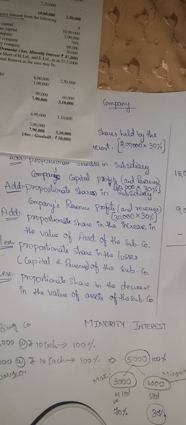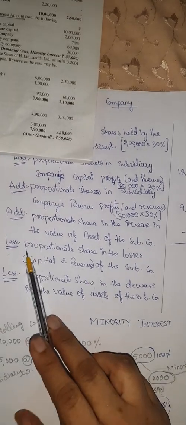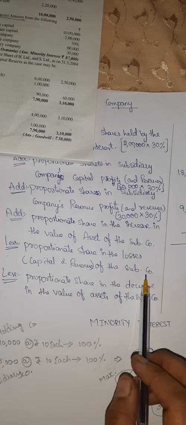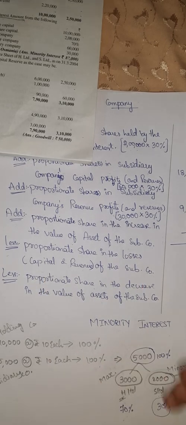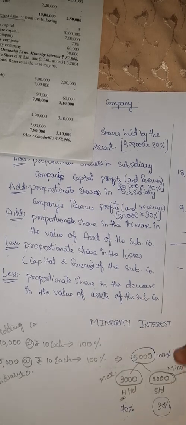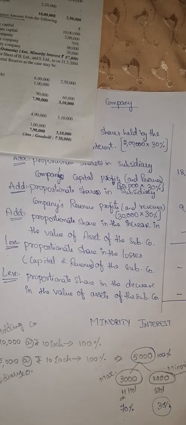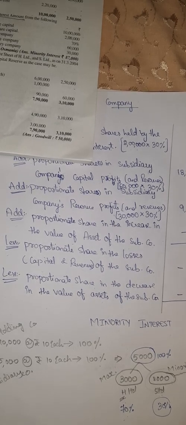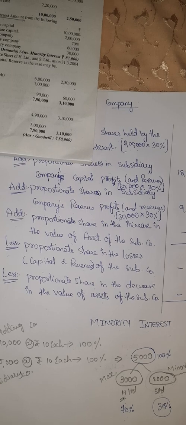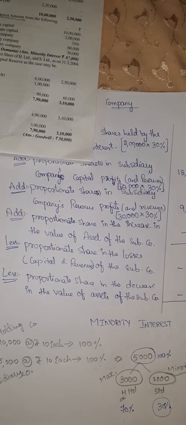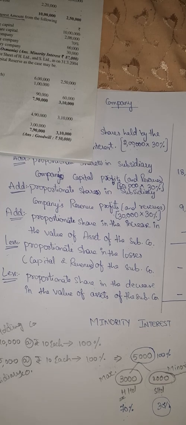We deduct the capital losses of the subsidiary company, which is not given in our question. Then the proportionate share in the decrease in the value of assets: no asset is mentioned in our question, so this is nil. So our minority interest comes down to 87,000. This is the minority interest which we have calculated.